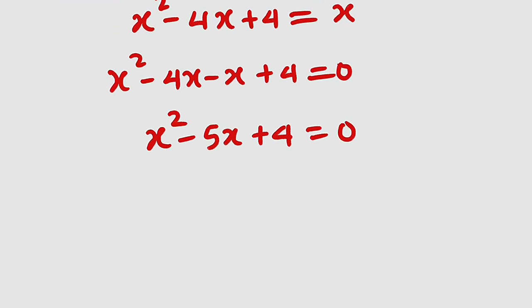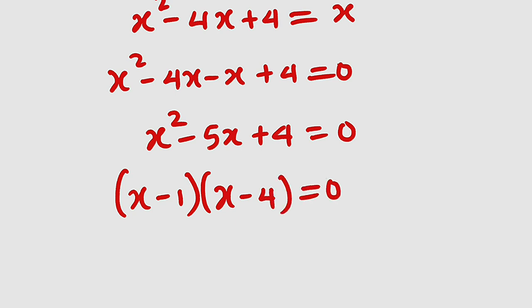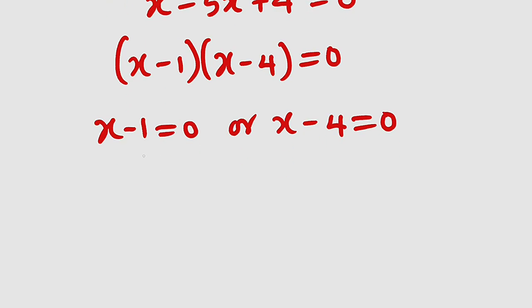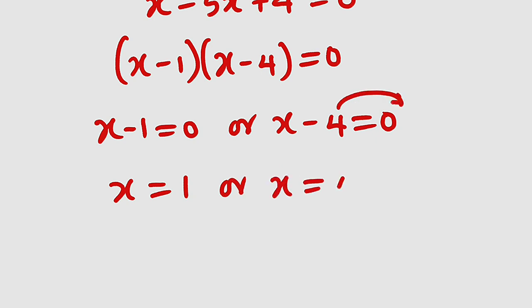Think of two numbers you can multiply together to get 4, but when you add them together, you get -5. The numbers are -1 and -4. So we have x minus 1 times x minus 4 equal to 0. We set each factor equal to 0, x minus 1 equal to 0, or x minus 4 equal to 0. Taking -1 to the other side, we have x equal to 1, or you take this one to the other side, it becomes positive, x equal to 4.